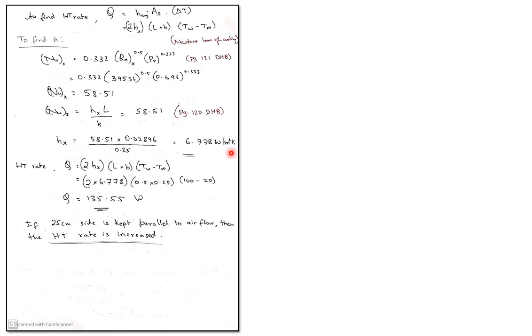Once you get the value of hx, I told you h average is nothing but 2 times hx. Here if you substitute the value of length into breadth, it remains the same because it is area. Similarly, wall temperature minus fluid temperature, you will be getting Q equals 135.55. So what will be the conclusion from this? If the 25 centimeter side is kept parallel to airflow, then the heat transfer rate is increased.